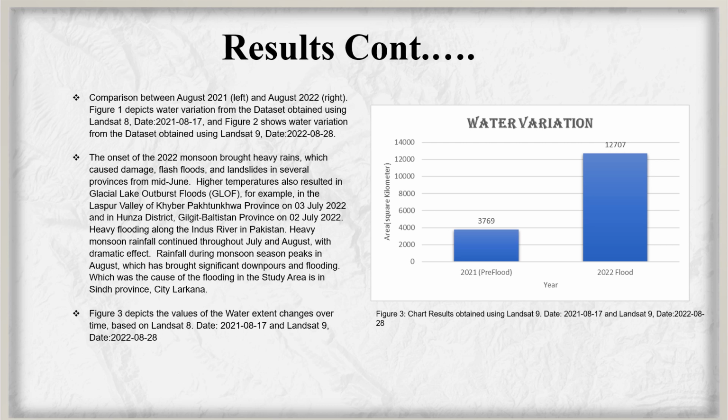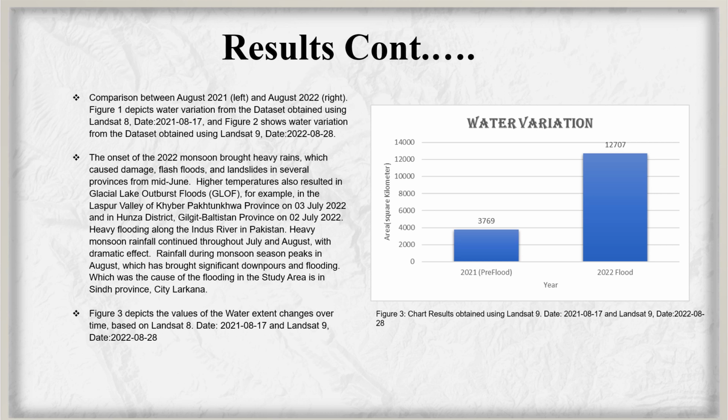The onset of the 2022 monsoon brought heavy rains which caused damage, flash floods, and landslides in several provinces from mid-June. Higher temperatures also resulted in glacial lake outburst floods. For example, in the Lasper Valley province on the 3rd of July 2022, and in the Hunza district province on the 2nd of July 2022, heavy flooding along the Indus River in Pakistan.